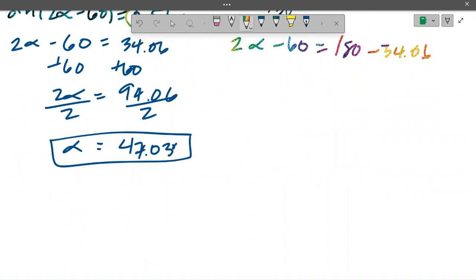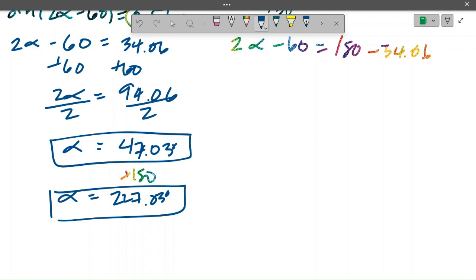All right, the next solution we find by adding 180 degrees because that's our period. When we do that, that gives us 227.03 degrees. Also a solution. If I add 180 degrees again, I'm going to be over domain, so I'm not going to do that.